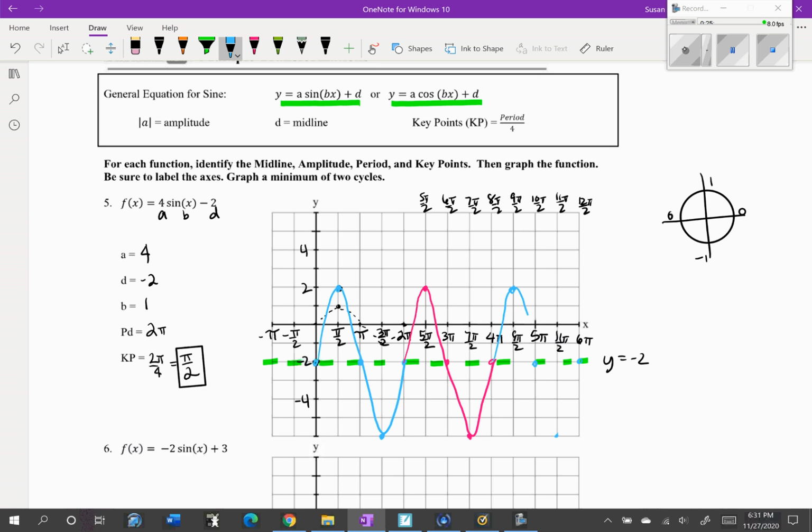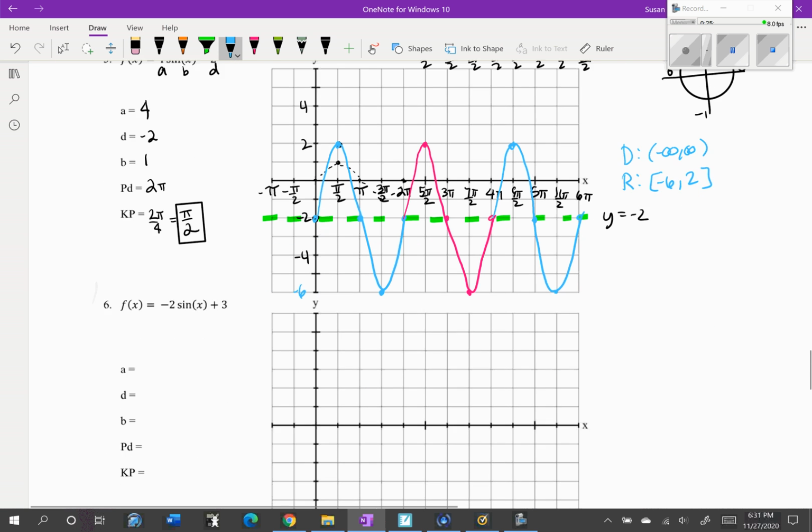So we know the domain of this graph is all real numbers. Didn't ask us to write this, but we're going to go ahead. So -infinity to infinity. And the range we can see is from -6 to 2. So in case you do have to write the domain and range, it's good to practice. Looking at the next equation.